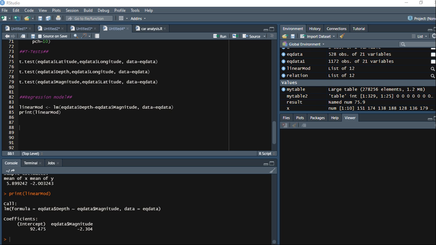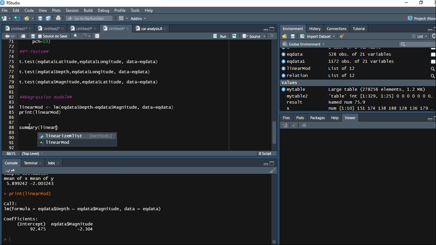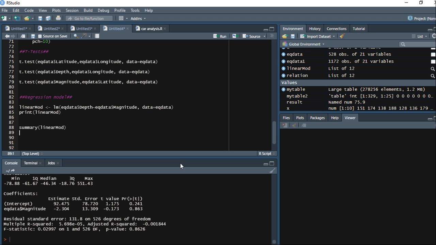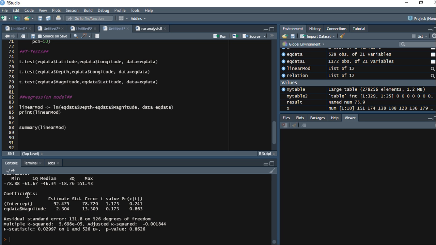Let's have a look at the summary also. Here is a summary of the linear model. This is the formula we are using. These are the residuals. Here are the coefficients, the intercept and the magnitude. These are the standard errors and the t values we are getting, and the residual standard error and the statistics. So that's it for the analysis on earthquakes. Thank you.